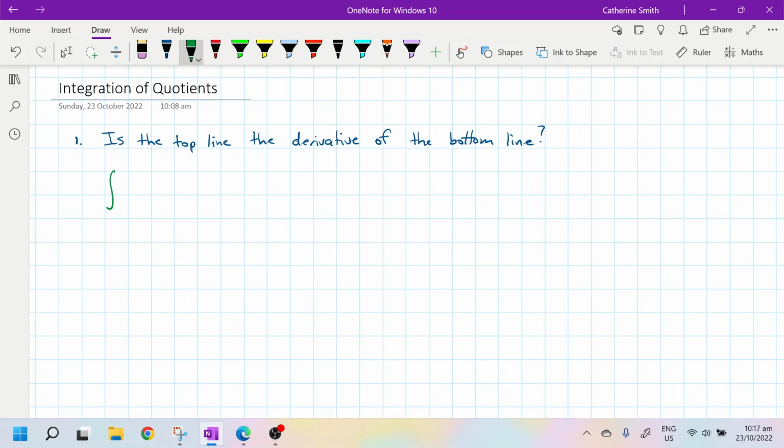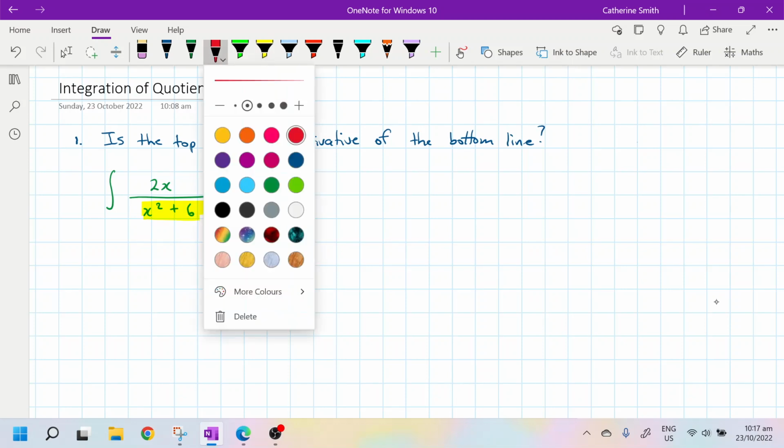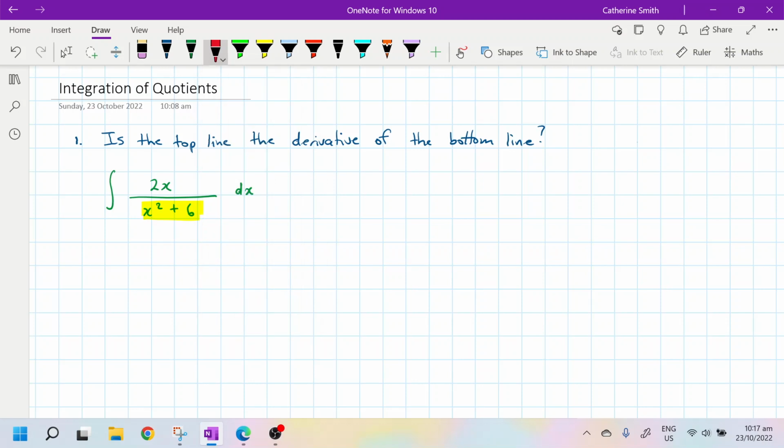So we're going to have 2x on the top, and on the bottom we've got x squared plus 6. Alright, so the question is the top line the derivative of the bottom line? And yes, it is. In this case it is an exact derivative of the bottom line. So derivative means when you differentiate it, that's what you get. So the differentiation of x squared plus 6 is 2x.